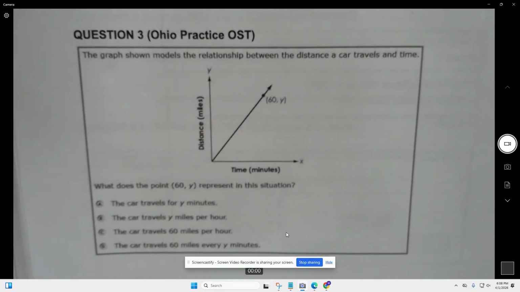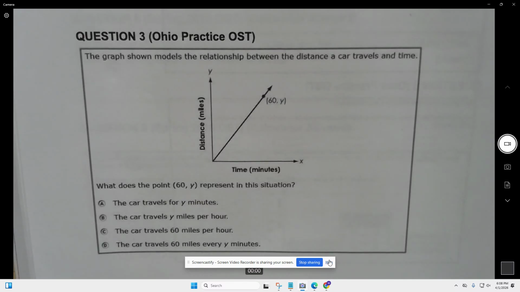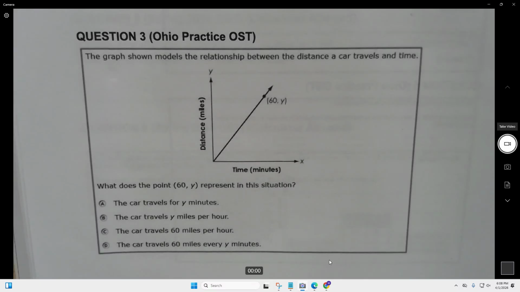I'm going to go through these questions kind of fast, trying to cover as many situations as I can, because, like I said, there's 31 of these. Question 3. The graph shown models the relationship between the distance a car travels and time. What does the point (60, y) represent in this situation?